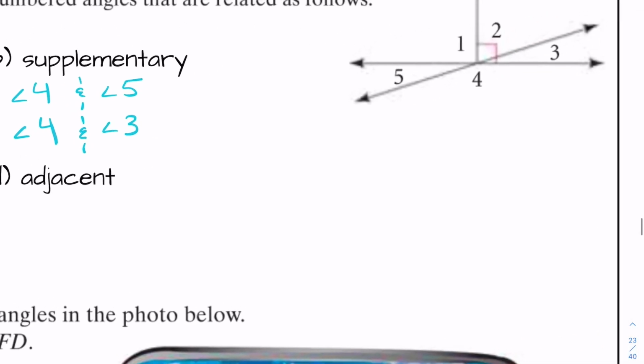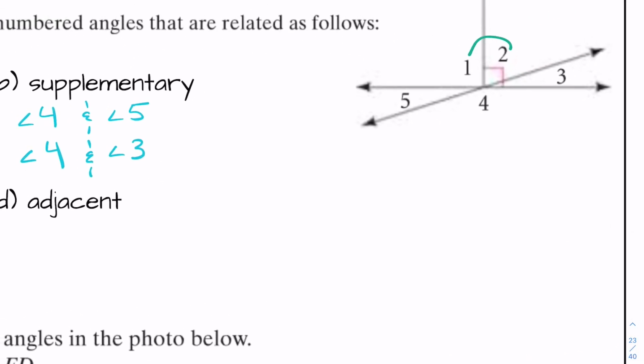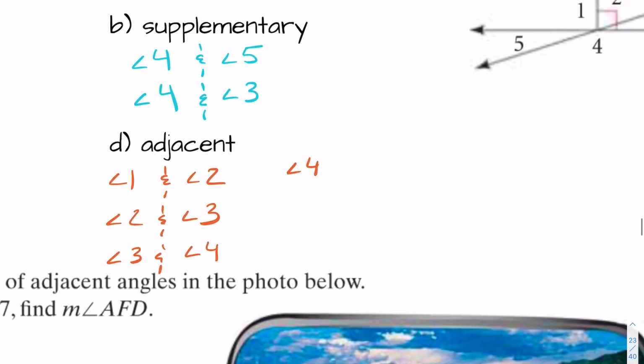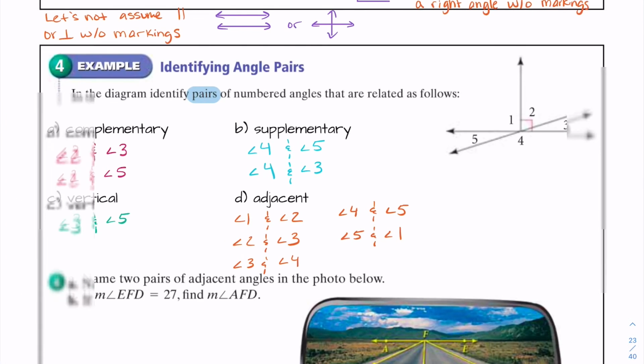And then adjacent: 1 is adjacent to 2, 2 is adjacent to 3, 3 is adjacent to 4, 4 is adjacent to 5, 5 is adjacent to 1. So there's a whole lot here. We're going to say angle 1 and angle 2, angle 2 and angle 3, angle 3 and angle 4, angle 4 and angle 5, angle 5 and angle 1 are all adjacent.